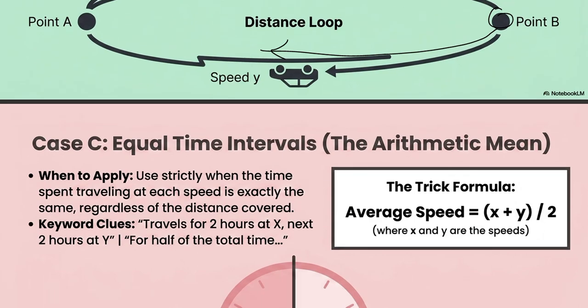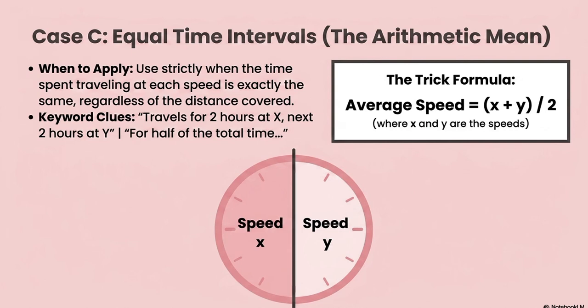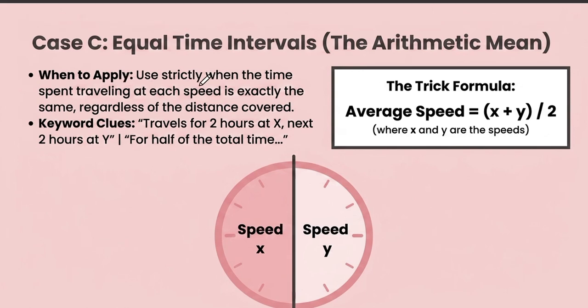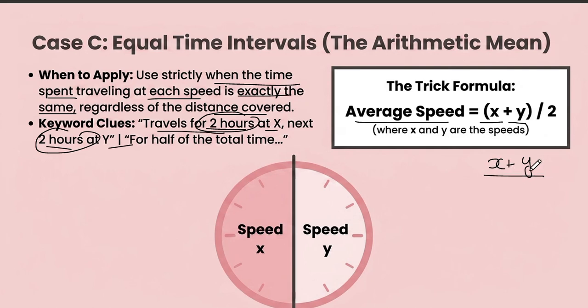Look at the other case when the time interval is given to be equal. In that case, what is the formula? Whenever the time spent traveling at each speed is exactly the same, regardless of the distance covered. For example, travels for 2 hours at x speed and the next 2 hours at y speed. So the time interval is the same. In that case, to find out the average speed we'll use the formula x plus y upon 2, where x and y are the speeds of both intervals. So just add the speeds and divide by 2. You can apply this formula whenever the time interval is equal.